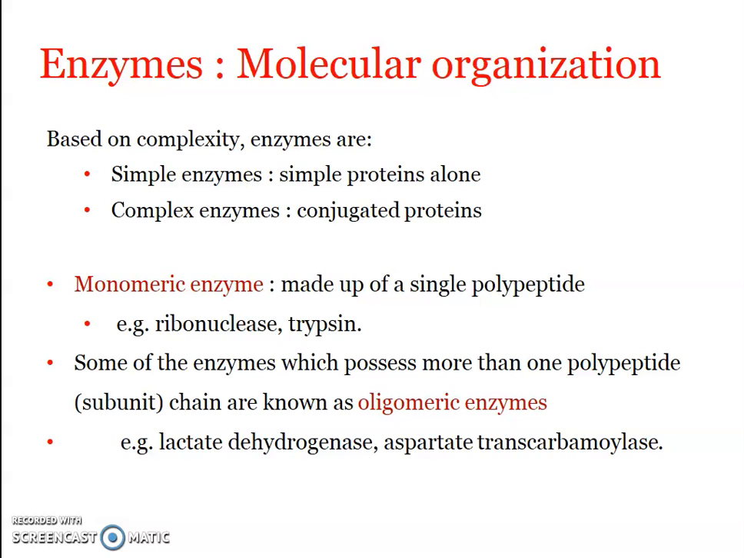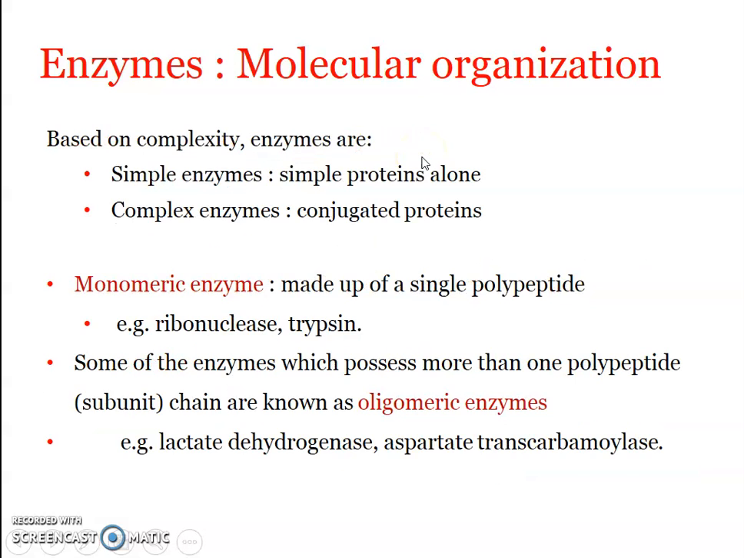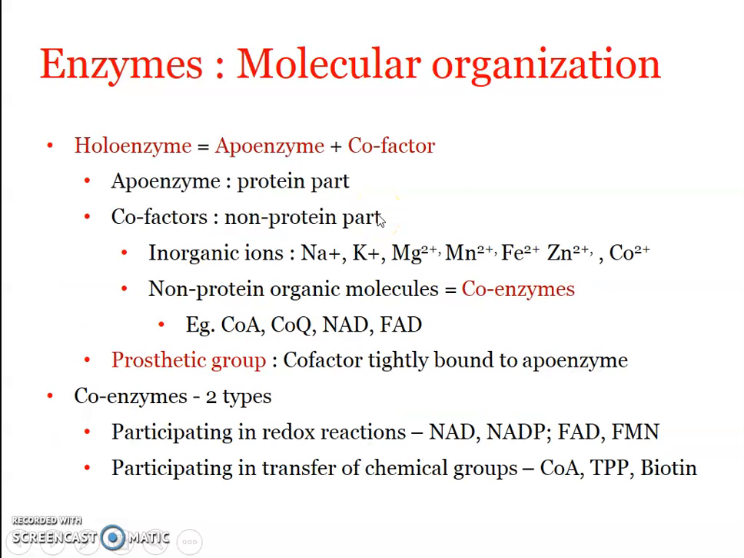Right. Now we'll look into the detailed structure of the complex enzyme. A complex enzyme is otherwise referred to as a holoenzyme, and a holoenzyme is composed of apoenzyme and cofactor. We already know that conjugated proteins have a protein part plus a non-protein component. Likewise, a holoenzyme is formed of a protein part plus a non-protein part. The protein part of the holoenzyme is referred to as apoenzyme, and the non-protein part is referred to as a cofactor.